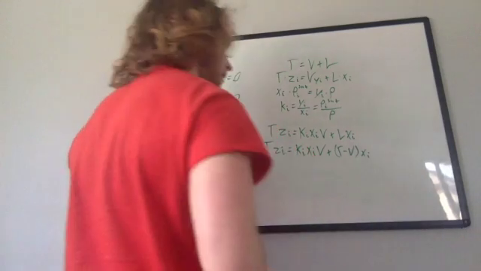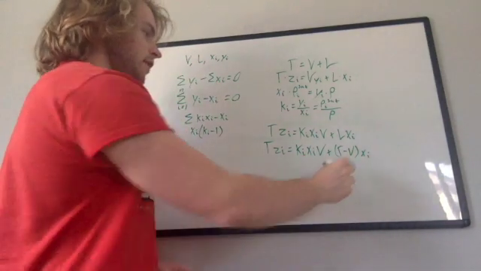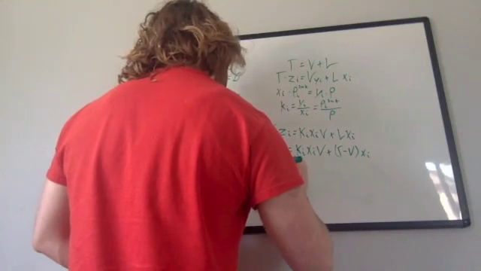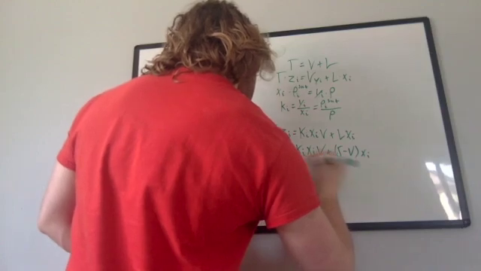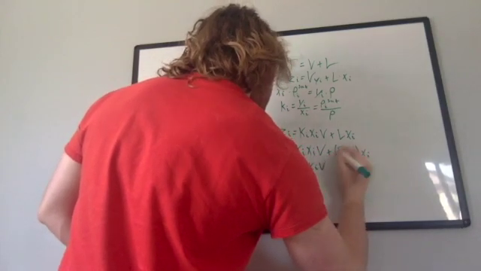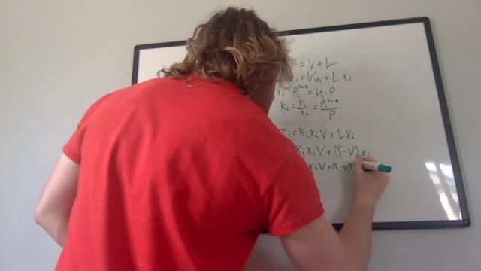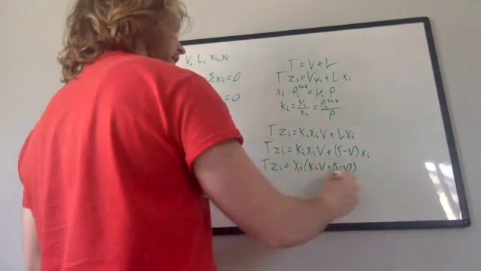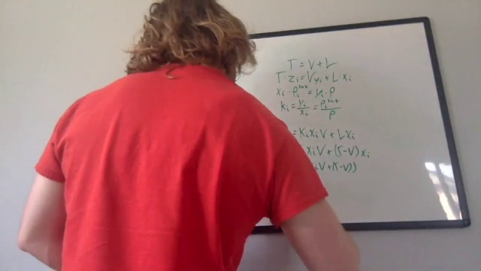Then we can factor this xi out in front. So we get t zi equals xi times (ki v plus t minus v). There we go. And now we can divide both sides over to get the xi by itself.